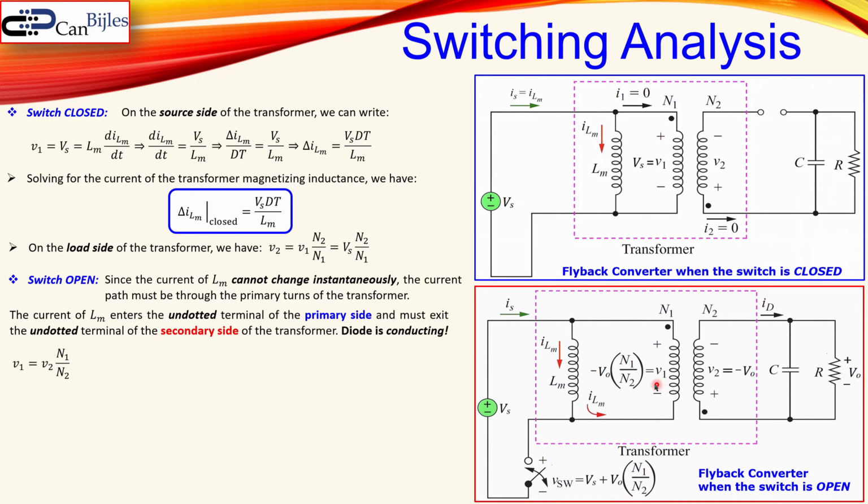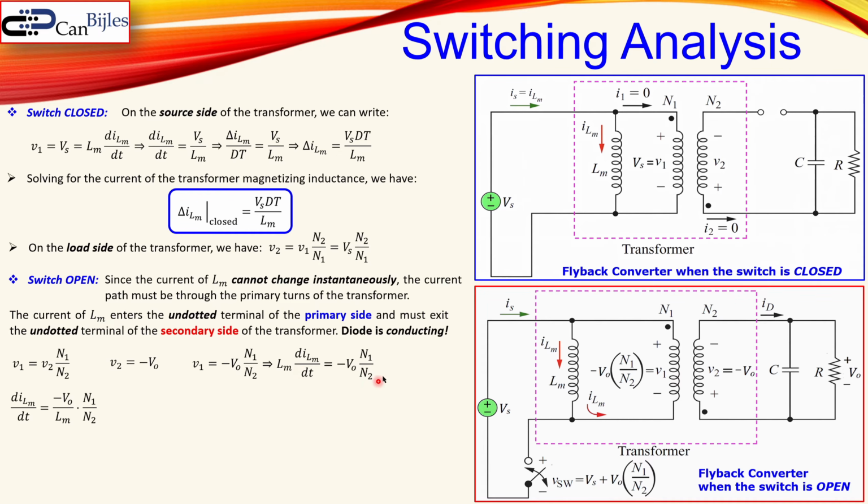So the V1 is now equal to N1 over N2 times V2, and that's shown here. And since V2 is equal to minus VO, as we already discussed in the previous slide, we can take this together and we have an expression of V1 equal to minus VO times N1 over N2. Well, we know that V1 is also the voltage across this Lm, which is Lm times the time derivative of the current through Lm. This is also shown here.